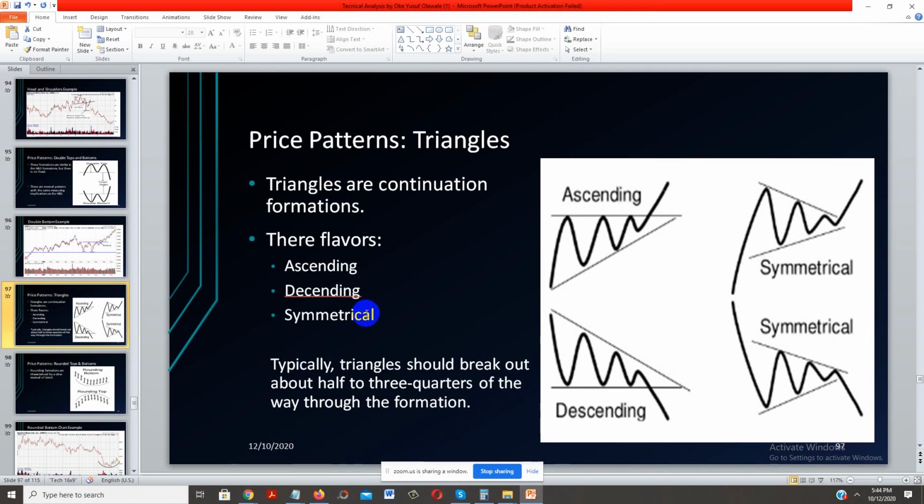So price pattern. We're talking about triangles now, and triangles are continuation patterns. There are flavors. We have the ascending triangle, the descending triangle, and then the symmetrical triangle. You know what it means for something to be ascending. It's going up, right?